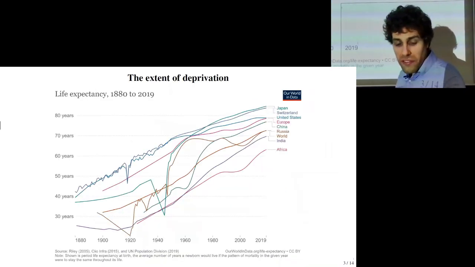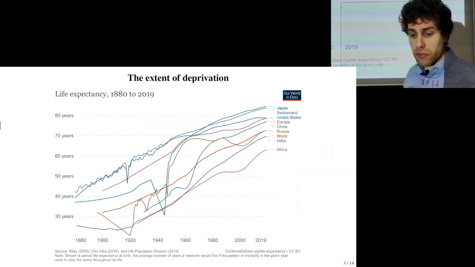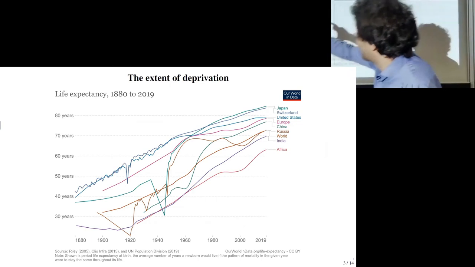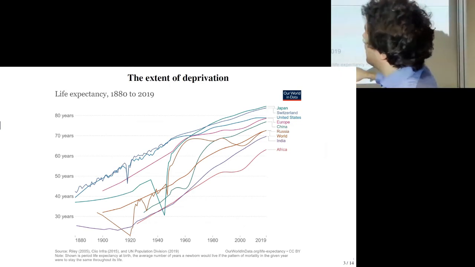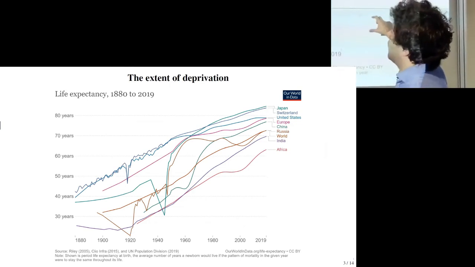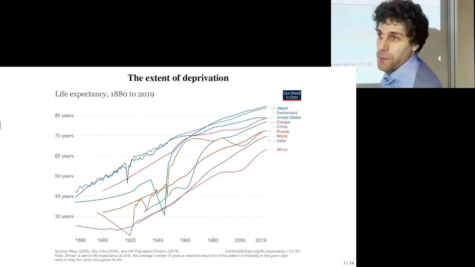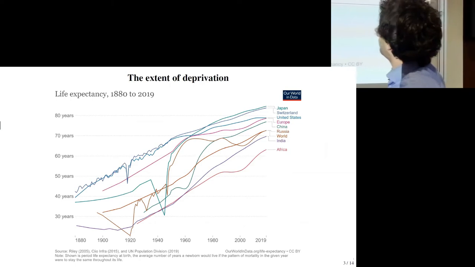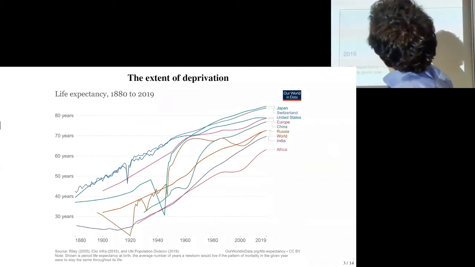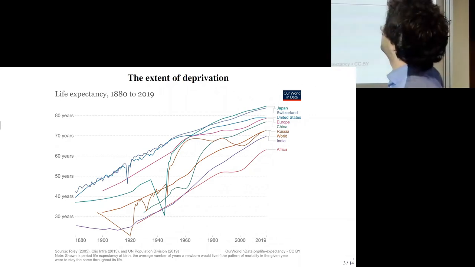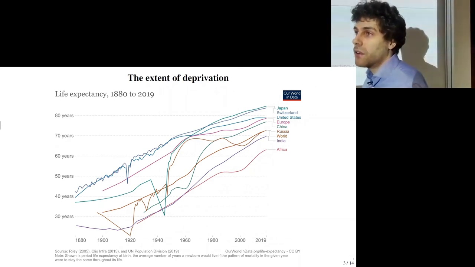And now life expectancy, it's increasing everywhere. There is a kind of constant gap over time of about 20 years between Switzerland and Africa. And you see that life expectancy in China is almost as high as in Europe and the US now.